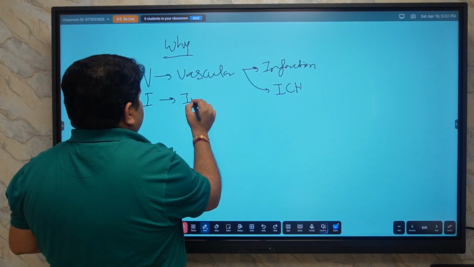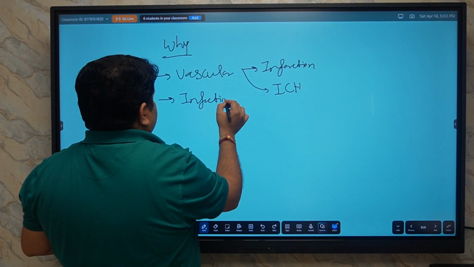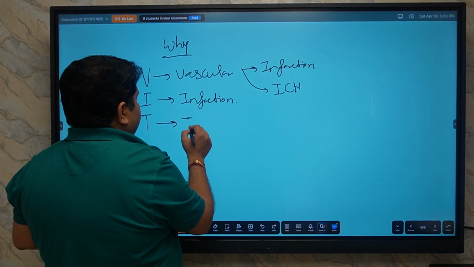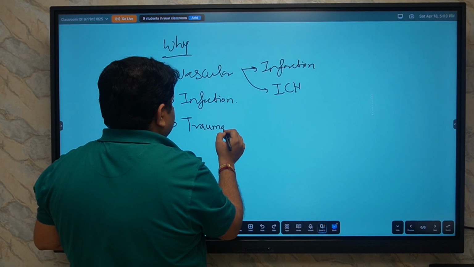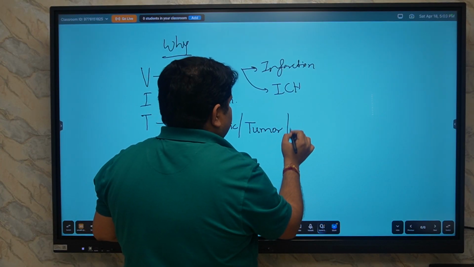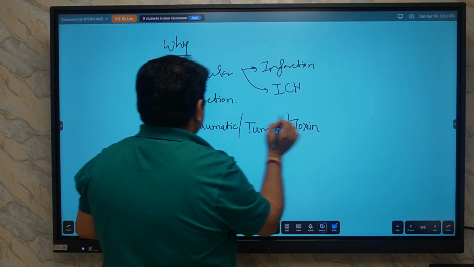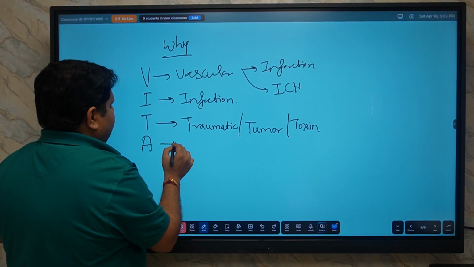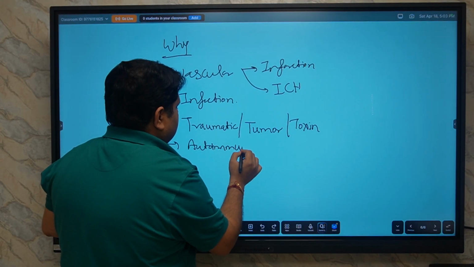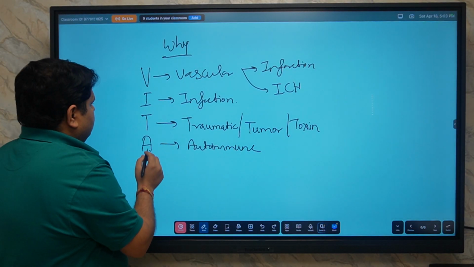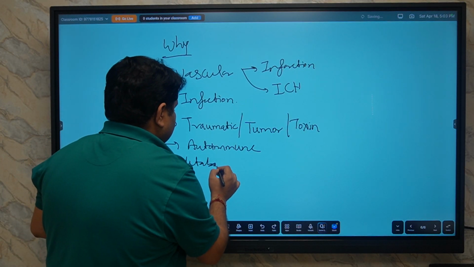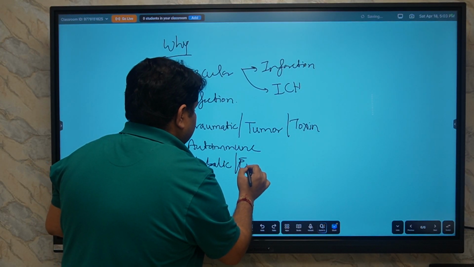I for infection. T for traumatic, maybe tumor, maybe toxin. A for autoimmune. M for metabolic and endocrine.